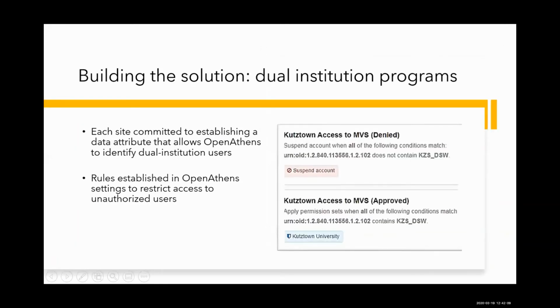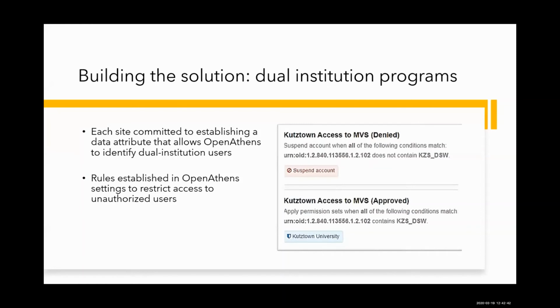Now, you might also be wondering how in OpenAthens we configure permissions rules to say who can access what. Because members of Kutztown University, using this example in this screenshot, who are enrolled in the Doctorate of Social Work program are the only Kutztown users who are authorized to access Millersville's library content. So we needed some way to filter for Doctorate of Social Work students and say those are the ones who are authorized, but people who are not in that program cannot access Millersville's library resources.